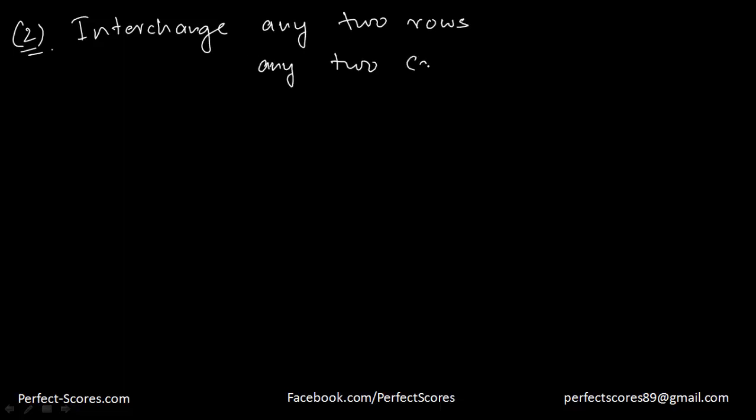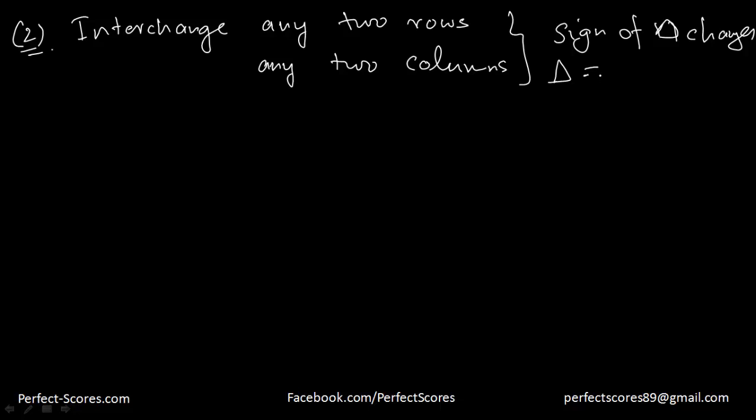Let's talk about property 2. Property 2 says that if any two rows are interchanged, or let's say you interchange any two columns, the sign of the determinant changes. So what happens? The sign of the determinant changes, right? Just write it like this. So if this was the determinant earlier, the next determinant is going to be the negative of that determinant.